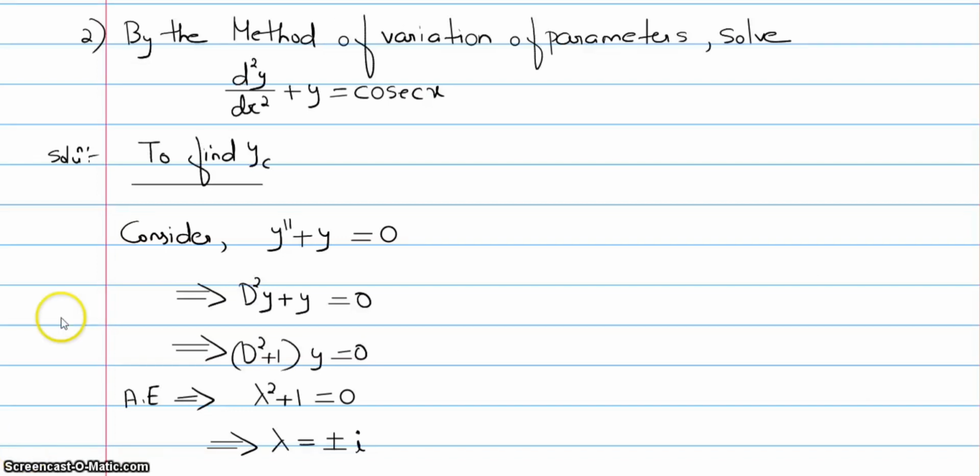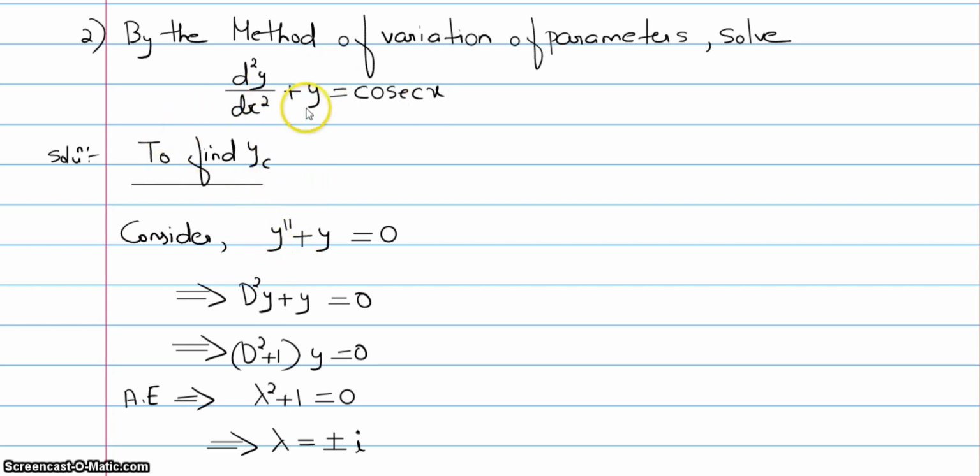Next problem. By the method of variation of parameters, solve the differential equation d²y/dx² + y = cosec x. This is a non-homogeneous equation, so the solution contains two parts, the complementary function and the particular integral. So first find the complementary function.